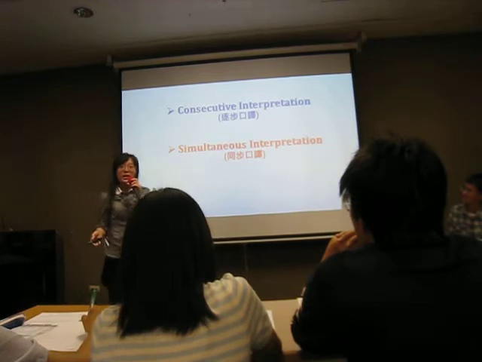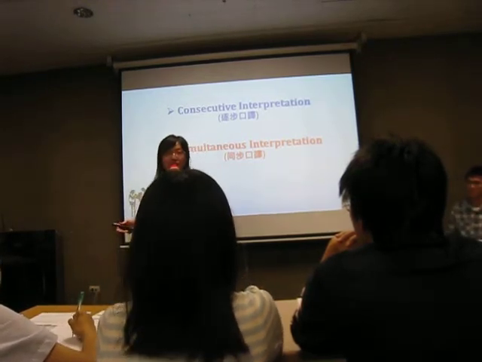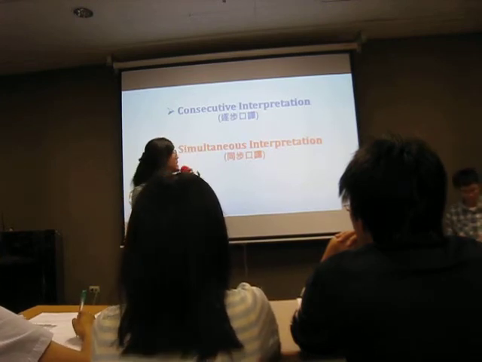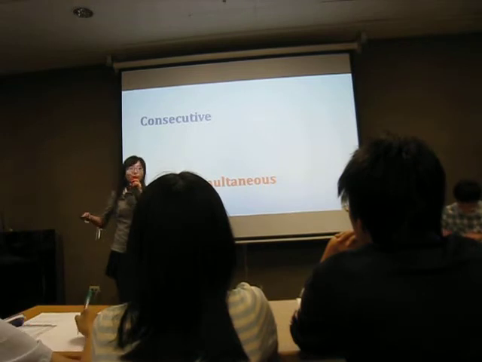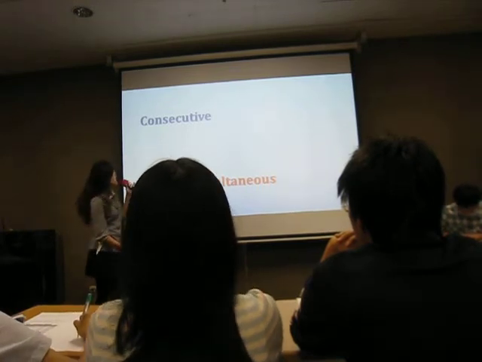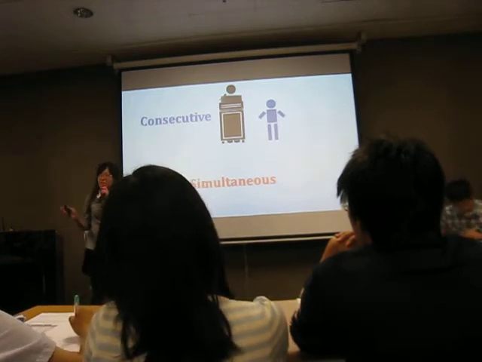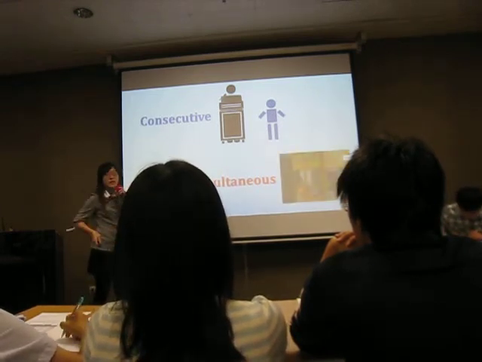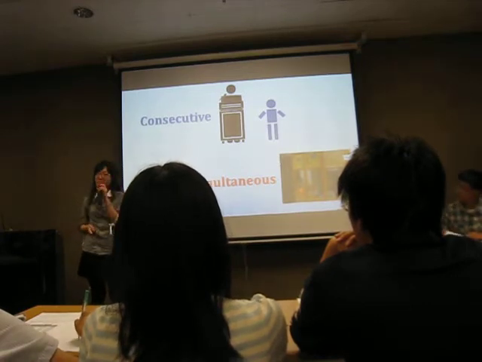It's really simple. When you enter an event and you know there will be interpreters, you can find where the interpreters are. If the interpreter is on the stage, or at least somewhere near the presenter, it means the event is using consecutive interpretation. And if you see the interpreters in the booth, somewhere in the corner of the event, it means that it is using simultaneous interpretation.